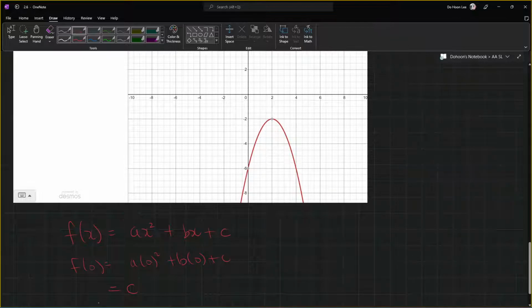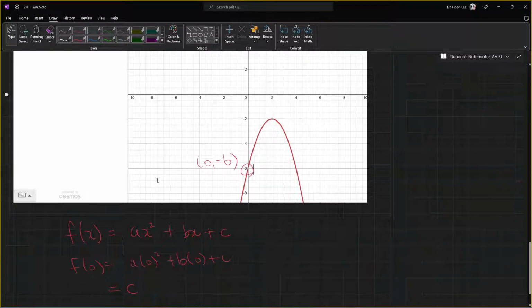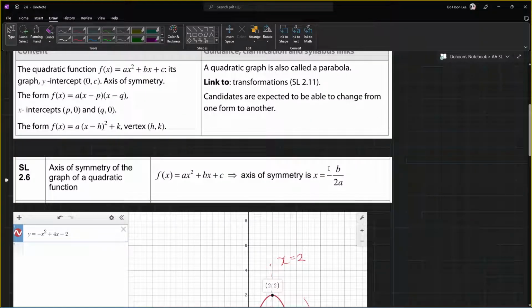Thus, we know that the y-intercept of the function we see on the screen is (0, -6). You see that? Negative 6. It also tells us the axis of symmetry, which can be found in the formula booklet: x equals negative b over 2a. Lastly, this is common to all forms.